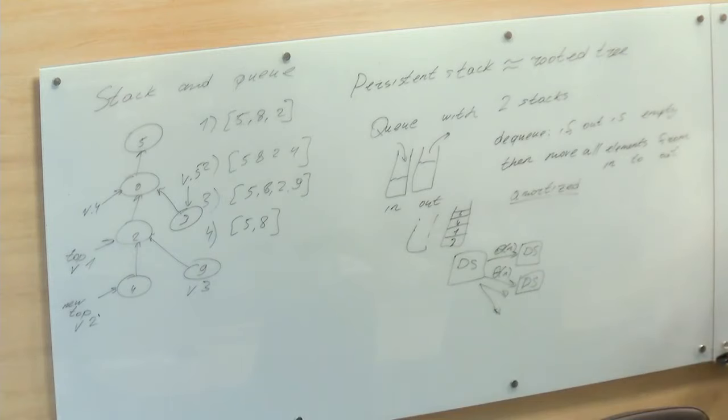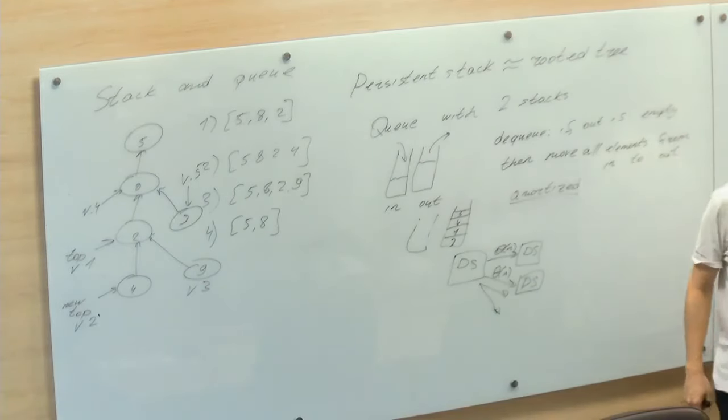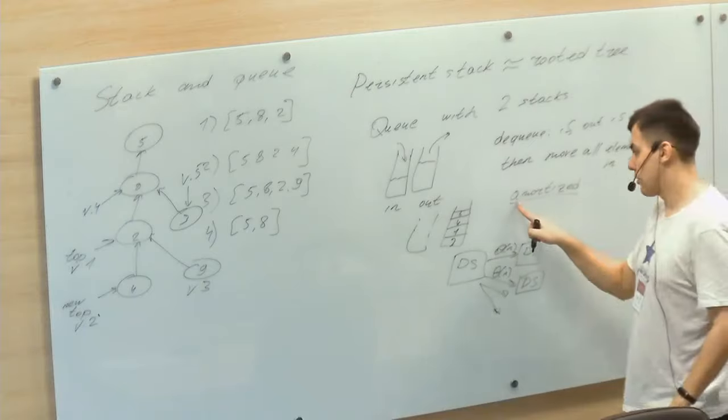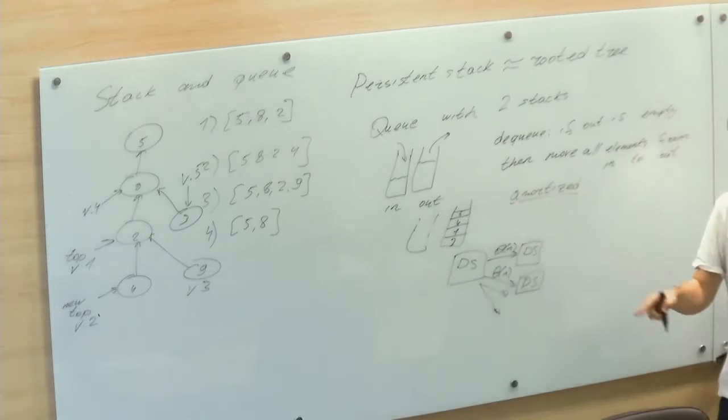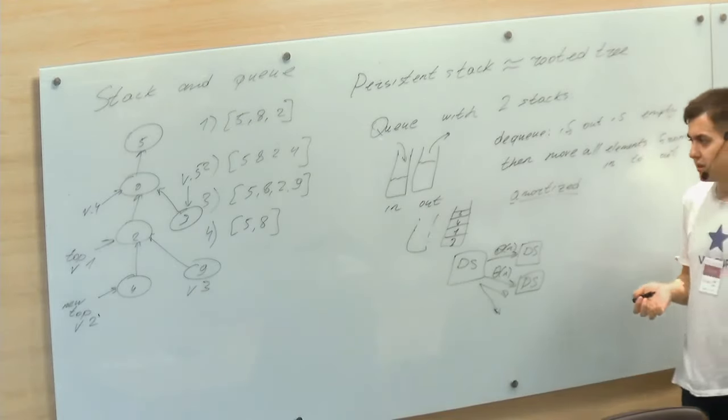So the basic rule is, whenever you have an amortized running time of your operation, this usually doesn't work with persistent data structures. Sometimes it does, but usually it doesn't.